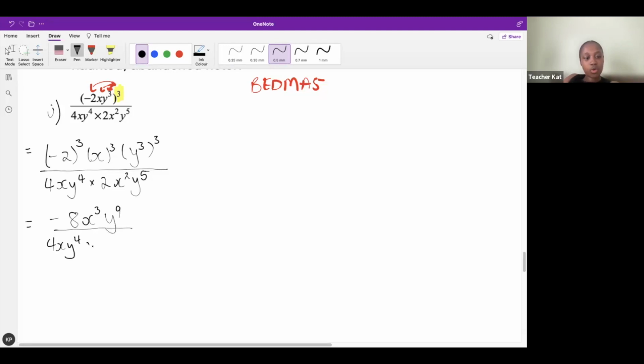Okay, and this falls all over 4xy to the power of 4 times 2x squared y to the power of 5. Nice, we are done with exponents, okay? Now, division and multiplication can be done in the same order. What do you guys suggest we do? If you are looking at your sum, what would you suggest we do?